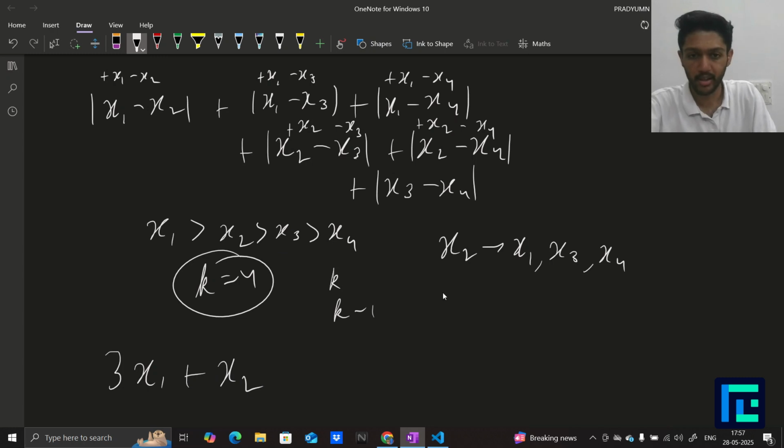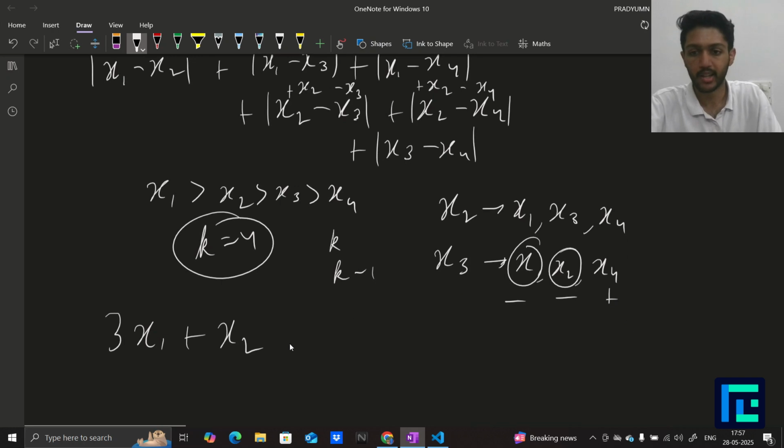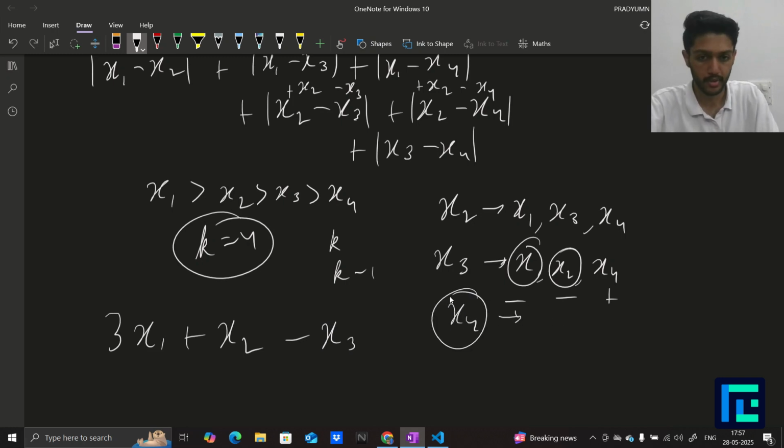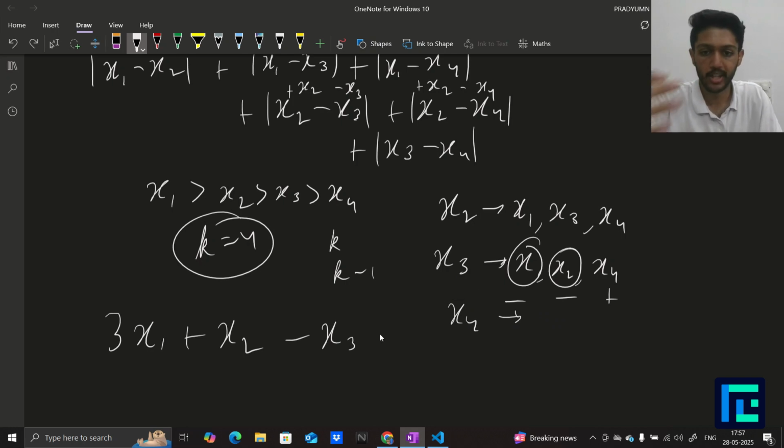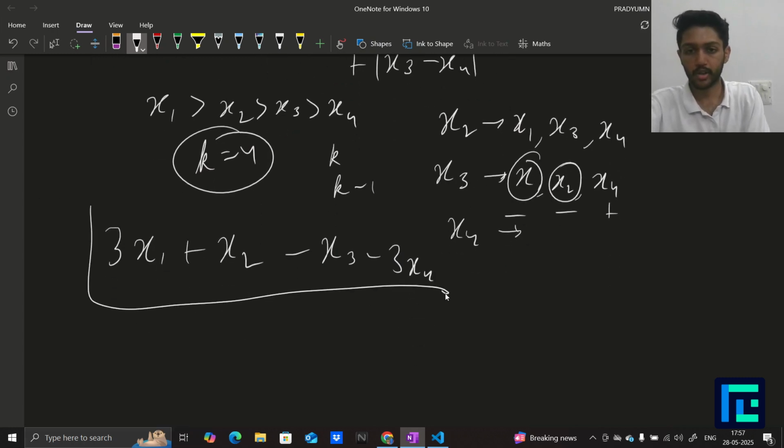Now similarly, I'll just go quickly over this. x3 is with x1, x2 and x4. When it comes with x1 and x2, it will be negative, and with x4, it will be positive. So basically it is 1 negative, like it is minus 1, so minus x3. And x4, whenever it comes, it will be negative only because it is the smallest. So in all the 3 brackets, it is negative. So it is minus 3x4. Right. So this is your final answer.